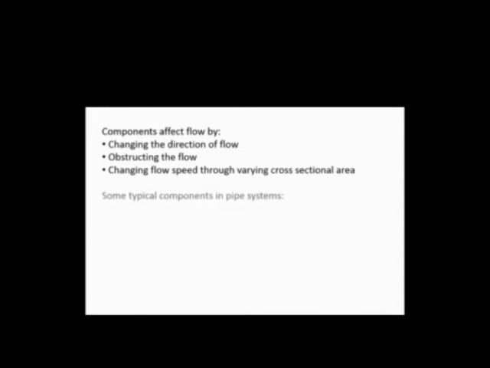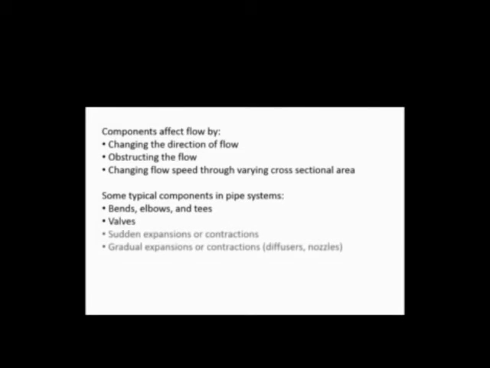Pipe systems may have many components. Bends, elbows, and T's are devices that change the flow direction. Valves are used to adjust flow rates. Expansions and contractions are used to slow down or speed up the flow and may occur suddenly or gradually. Entrances into pipe systems from reservoirs and exits from pipe systems into reservoirs are also considered to be components.